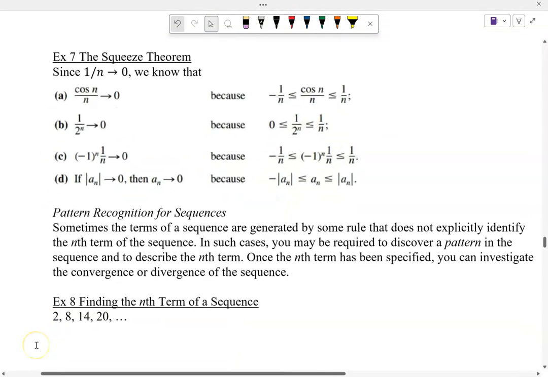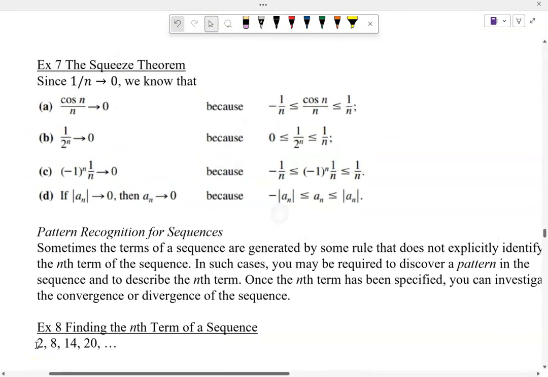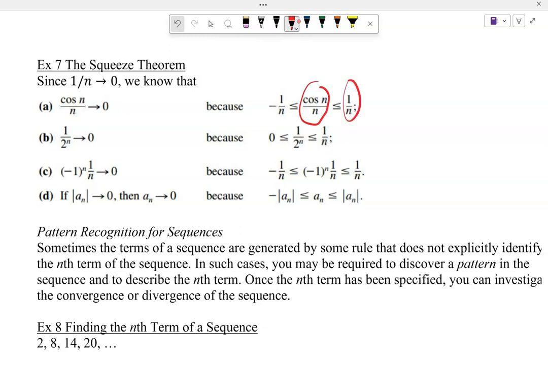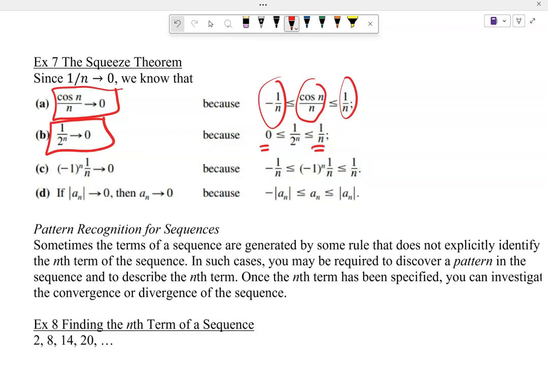These are just some additional examples of the squeeze theorem in action here. Cosine of n is squeezed between 1 over n and negative 1 over n, and both of those go to 0. So we can conclude that that also converges to 0. 1 over 2 to the n is squeezed between those two, which both go to 0. So we can conclude it also goes to 0, and so on. So those are just a few more.